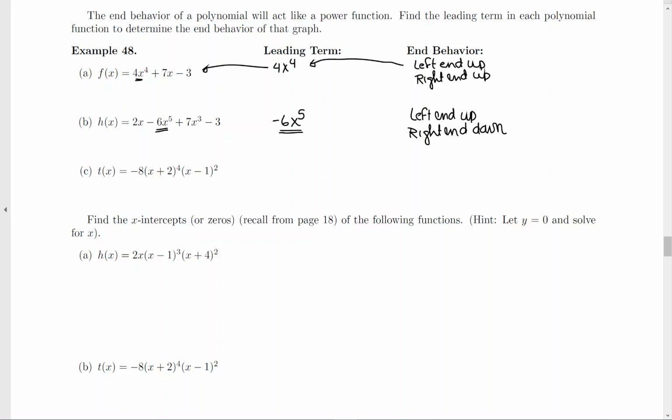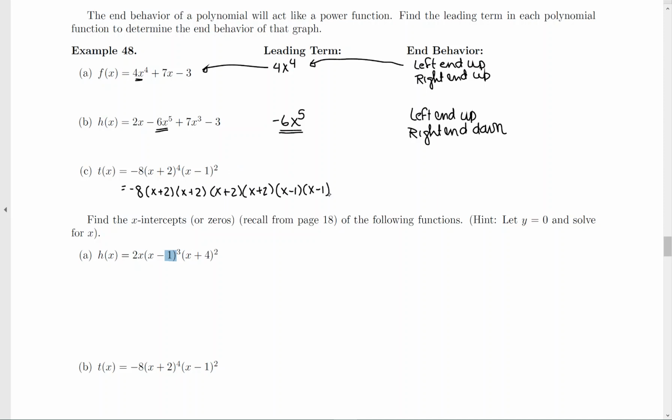For letter C, it's not in standard form. This is all multiplied up here. So I'm going to have to think about what would the leading term be if I multiplied it all out. So here's a little something you can think about. X plus 2 raised to the fourth power. I'm going to write it out. X plus 2 times x plus 2, x plus 2, x plus 2. And x minus 1, the quantity squared, is x minus 1 times x minus 1.